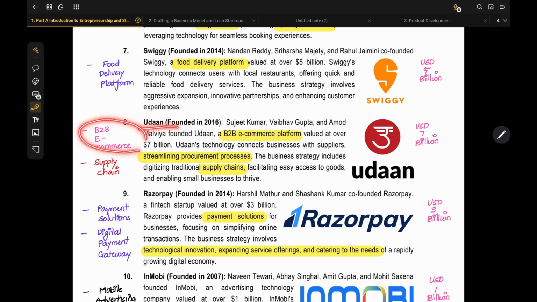Udaan is a B2B e-commerce platform. E-commerce has two types, B2B and B2C. B2C, like Amazon, sells directly to consumers. But B2B is a platform where one business purchases goods from another business. If you are ordering for personal use from Amazon, that is B2C. In Udaan, businesses procure orders in bulk, for purchasing, manufacturing and so on.